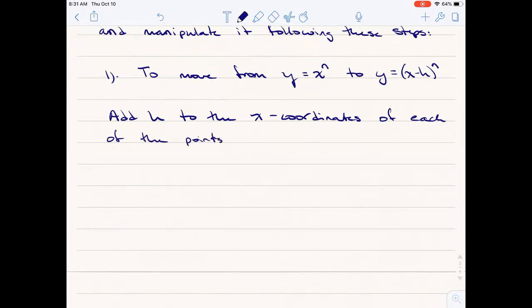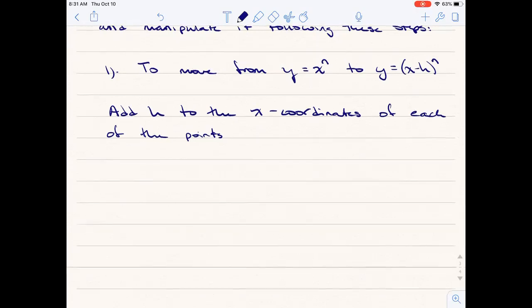Usually what we end up doing is picking key points, maybe 3 key points, and just looking at how those 3 points move, and then we can connect the dots. So add h to the x coordinates of each of the points on the graph of f.